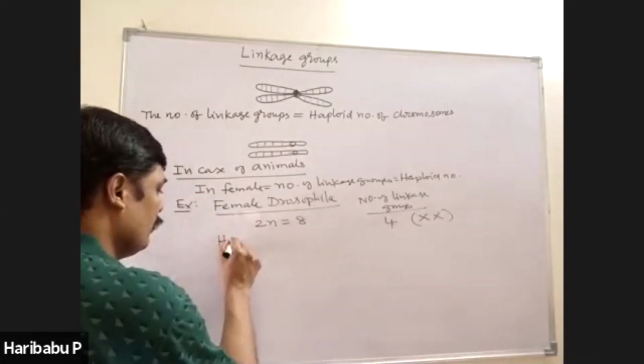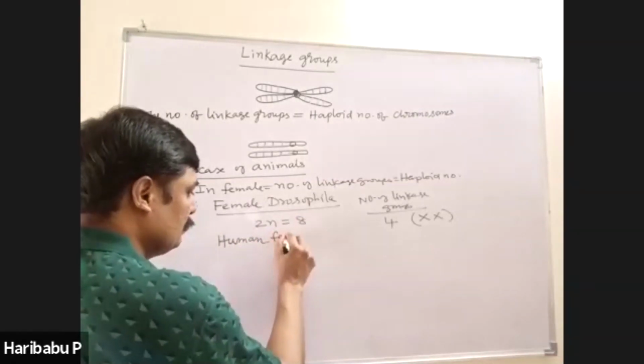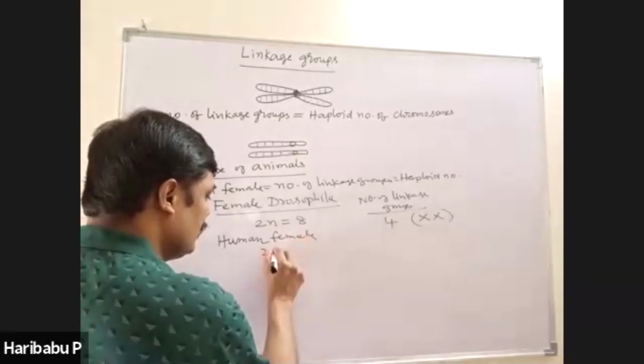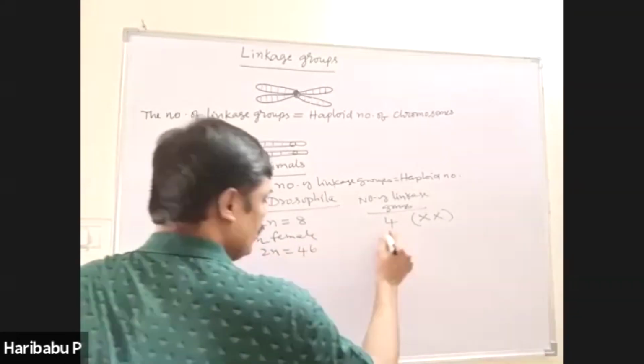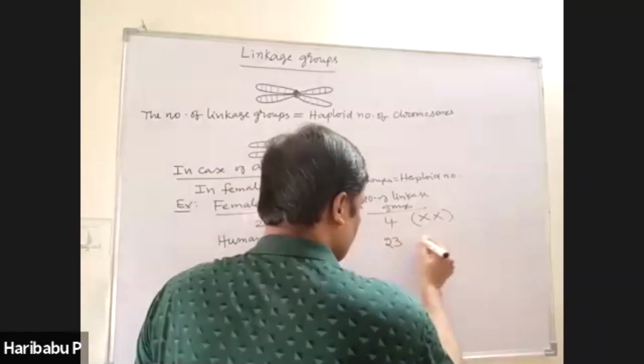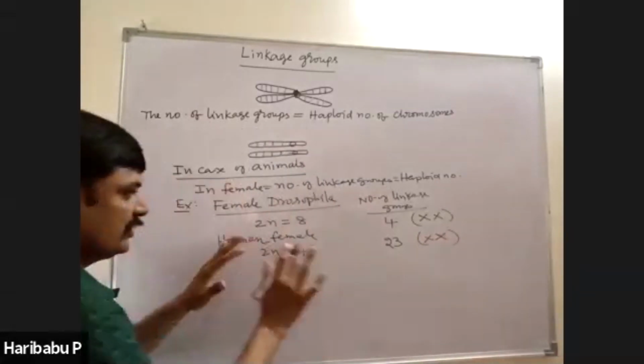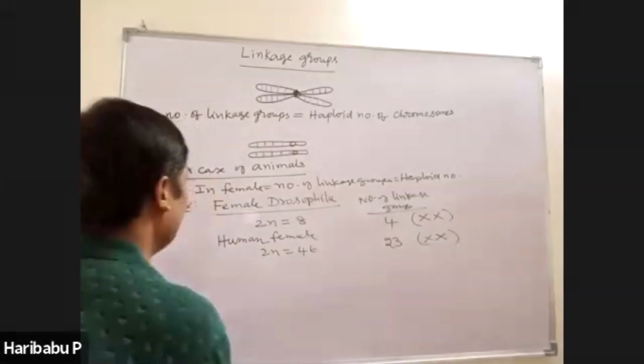Similarly, human female, 2n is equal to 46. Therefore, n is equal to 23. Number of linkage groups is 23. Human female is also having XX allosomes, right? This is true. But in case of male, it is different.